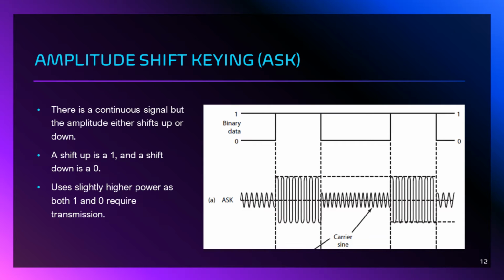Now the other one is called amplitude shift keying, and you've probably seen this before and wondered why, when you're trying to scan an RFID tag, it's asking you something. That is what this is referring to. It's not referring to asking, it's referring to amplitude shift keying. So there's a continuous signal, but the amplitude either shifts up or down. A shift up is going to represent a 1, and a shift down is going to represent a 0. Now this uses slightly higher power because we are always transmitting. The carrier wave here is always going to be there because it's not off, it's just at a lower amplitude.